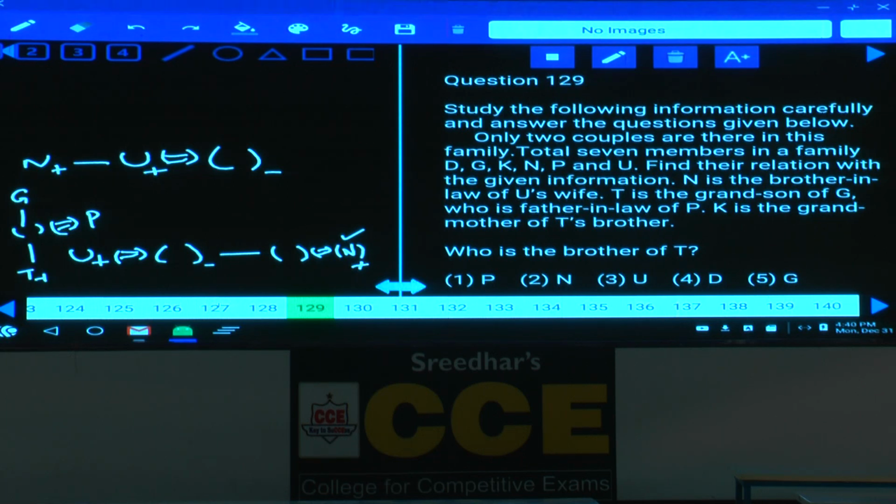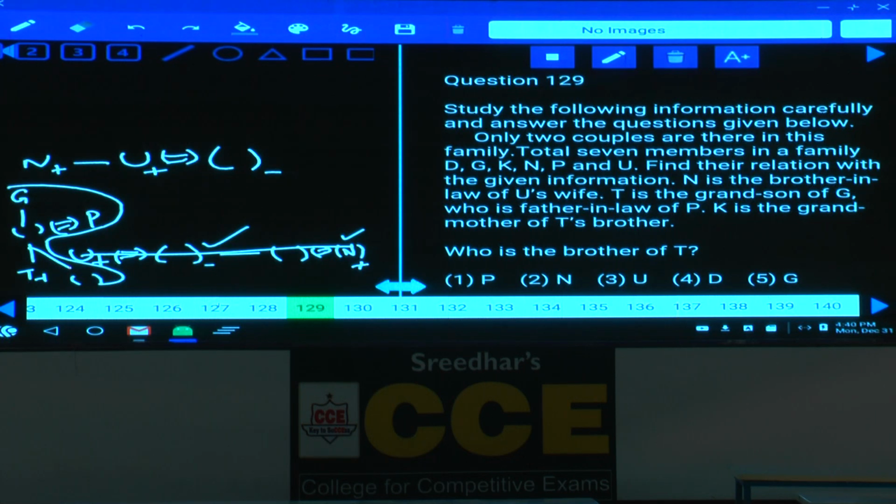T is the grandson of G, and K is the grandmother of T's brother. Now this T has a brother as well. As T has a brother, if you identify here, how many persons are there? 1, 2, 3, 4, 5 persons are there without U and N, isn't it? Hence, if you take this possibility wherein N is the brother-in-law of U's wife, the number of persons is more. Hence this possibility is ruled out. Now we are left with only one possibility.